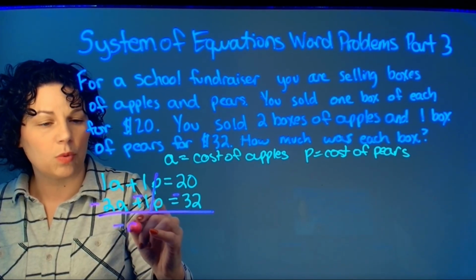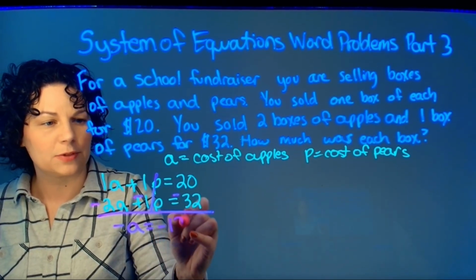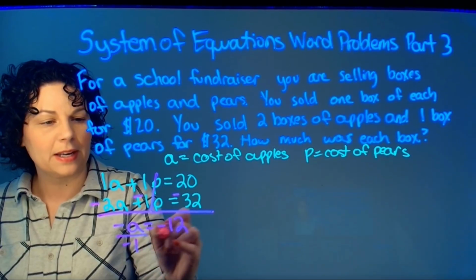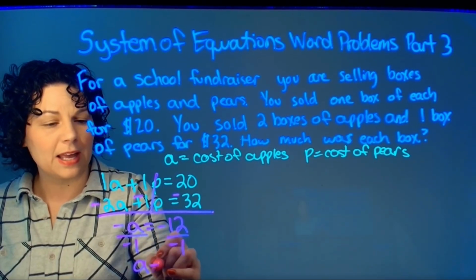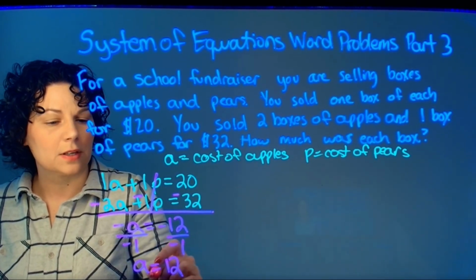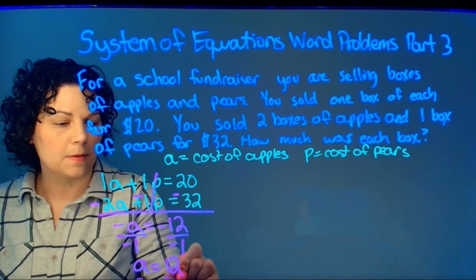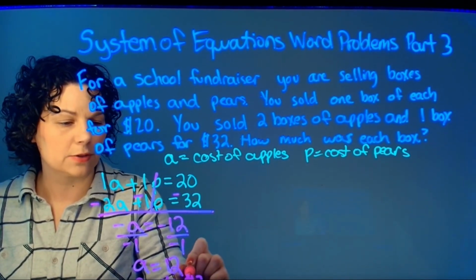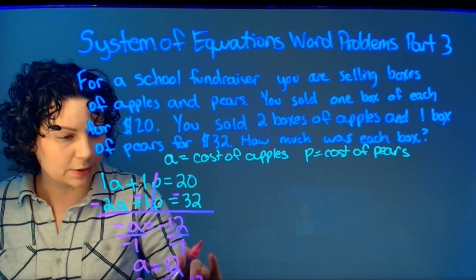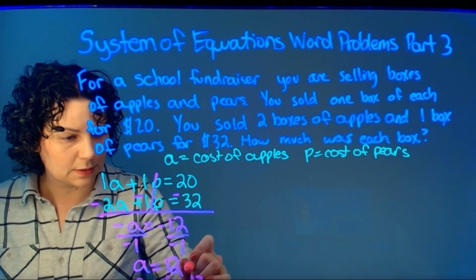I'll get negative 1A equals negative 12. I can divide by negative 1, and that'll give me that A equals $12. So apples are $12. Don't forget your dollar sign. My dollar sign and my 1 overlap. Let's fix that.